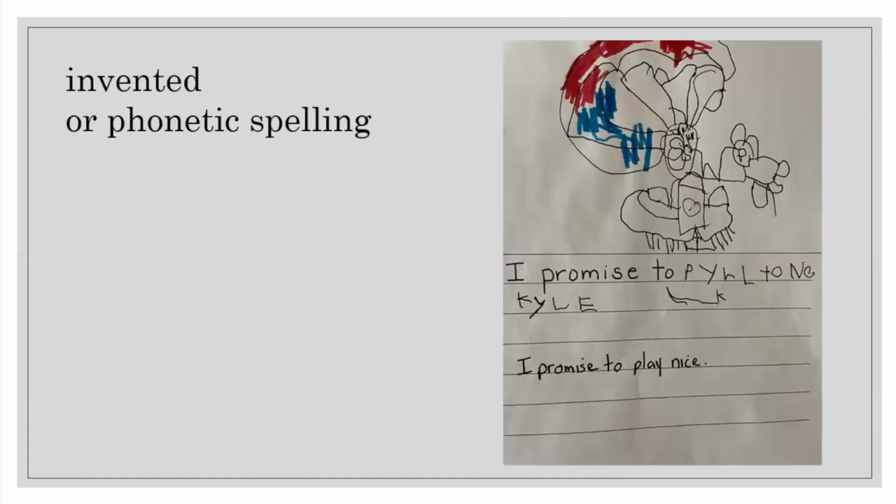In the invented spelling or phonetic spelling phase, meaning is attributed to approximations of words. A phoneme-grapheme connection is beginning. Typically, the initial and final phonemes in words are represented.